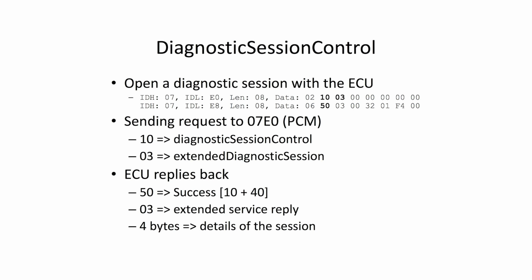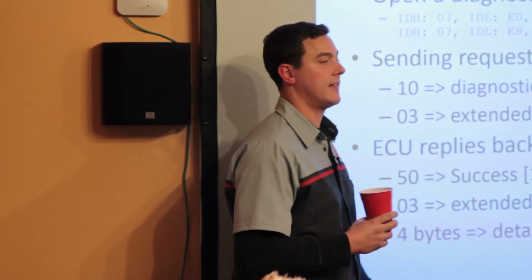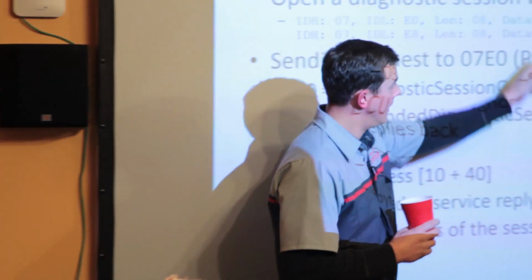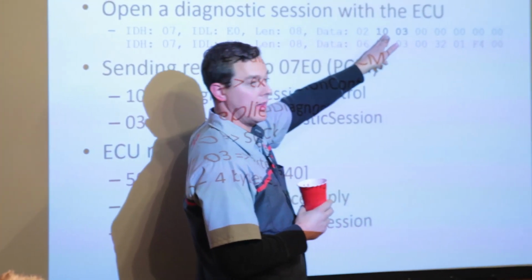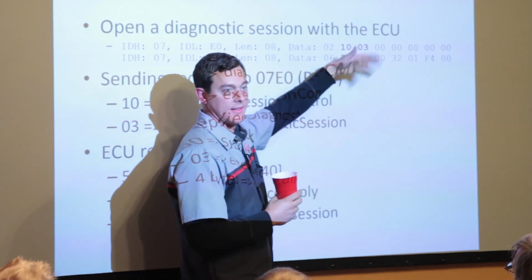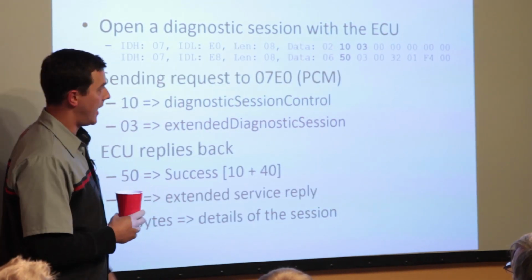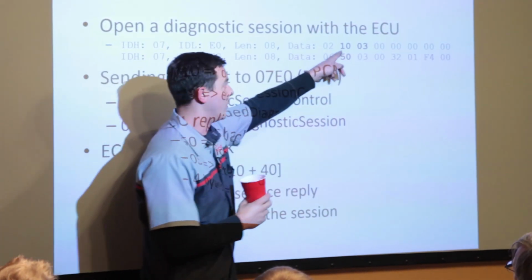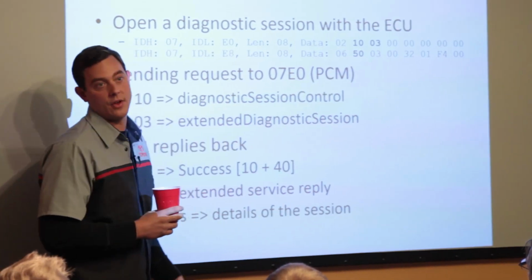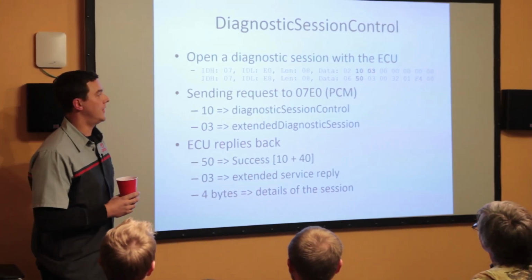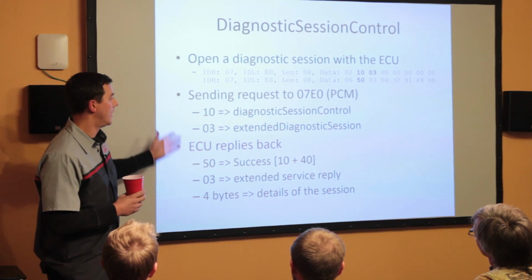A diagnostic session control, right? The first thing a mechanic's tool usually does is a diagnostic session control. ISO-TP, 2 bytes. 10 is diagnostic session control. 3 is the type of diagnostic session. And then if it's a success, it's always 40 more than the command. So 50 is good. If it's not 50, that means something went awry, right?